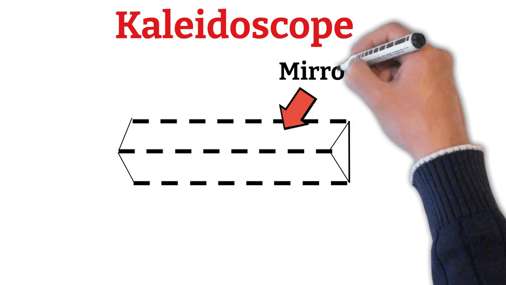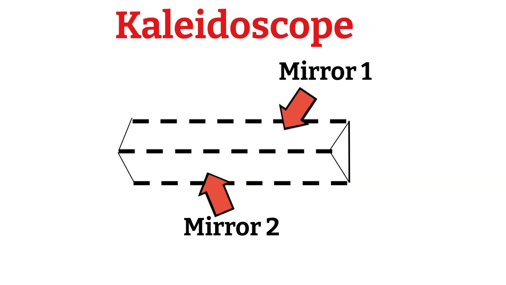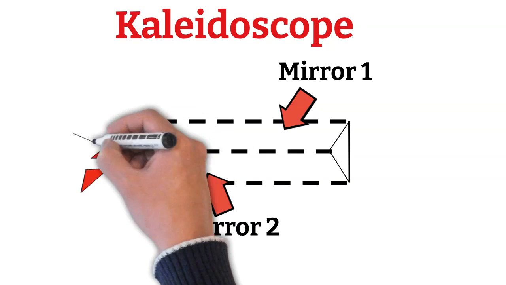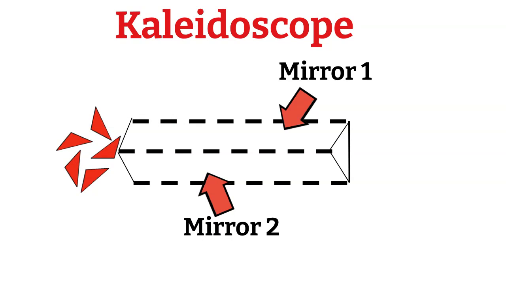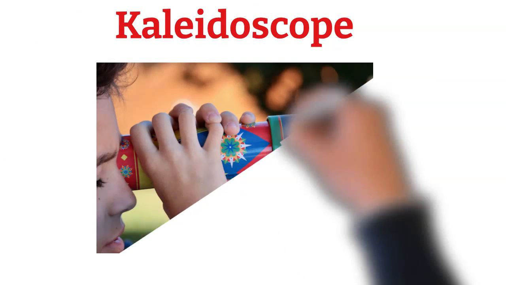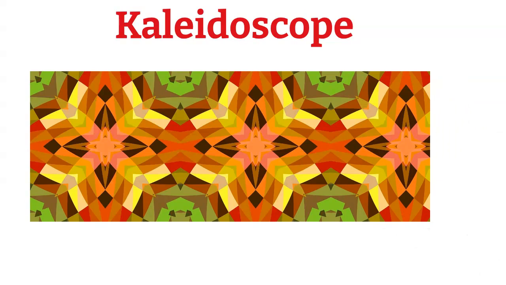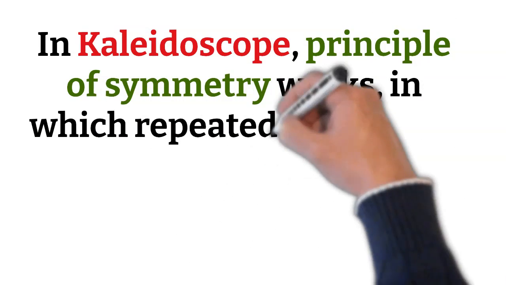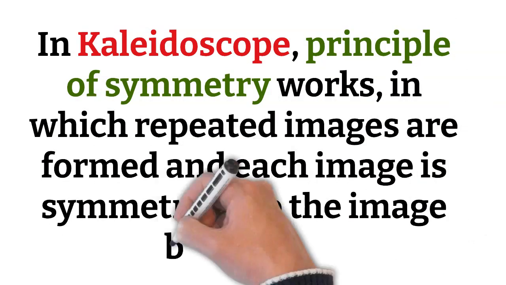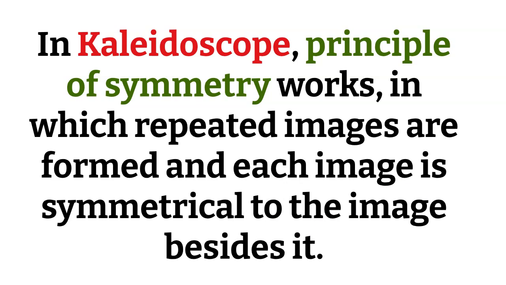A kaleidoscope contains two or more mirrors positioned at a particular angle, usually forming a V or a triangular shape. At one end, there is a collection of objects like colored glass, and at the other end there is the eye hole. When we look through the eye hole and rotate the instrument, we can see beautiful images or designs in it. Nowadays, the designs produced by the kaleidoscope are also being used by fashion designers. In a kaleidoscope, the principle of symmetry works, in which repeated images are formed and each image is symmetrical to the image beside it.